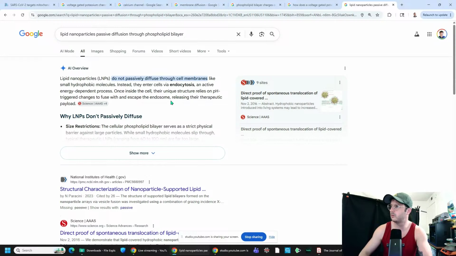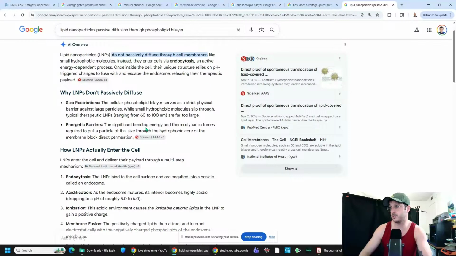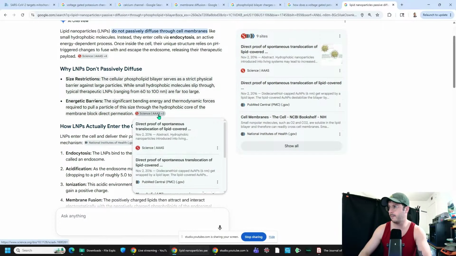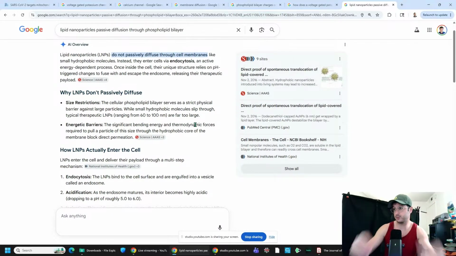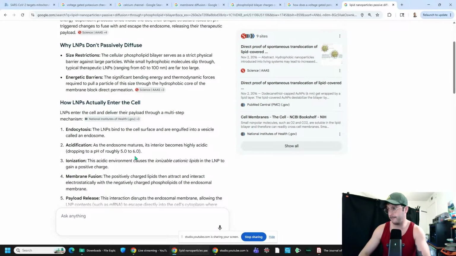Oh, okay. So they actually do enter through endocytosis as well. So that's a good catch on myself. They're also being brought in through endocytosis. They're engulfed into a vesicle, which is like a transport molecule, and brought into the cell that way.